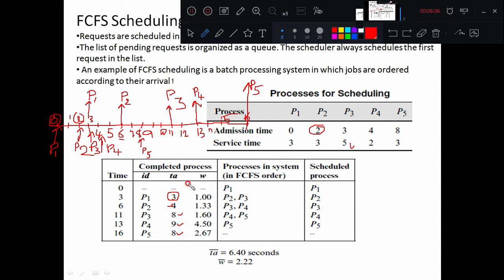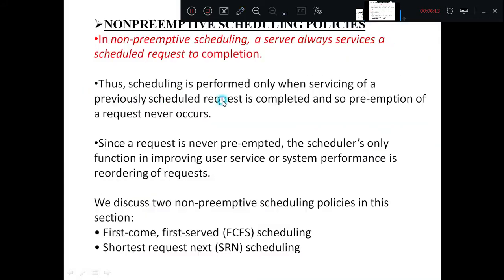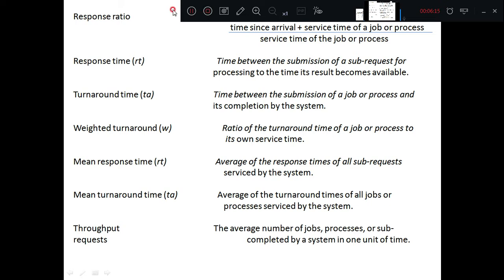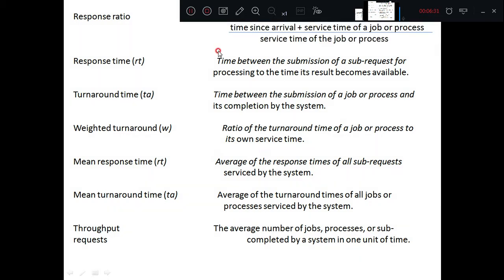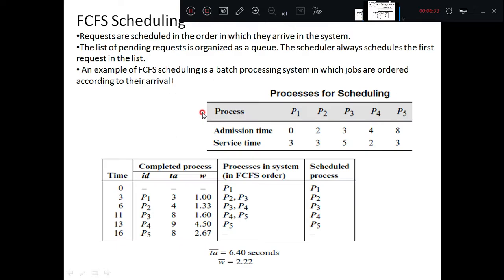Now, what is weighted turnaround time? Let's again go back to the definition. Weighted turnaround time is the ratio of the turnaround time of a job or process to its own service time. So whatever turnaround time we calculated now has to be divided by the service time of that particular process. Then we will get the weighted turnaround time.